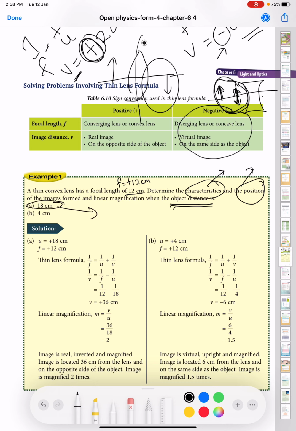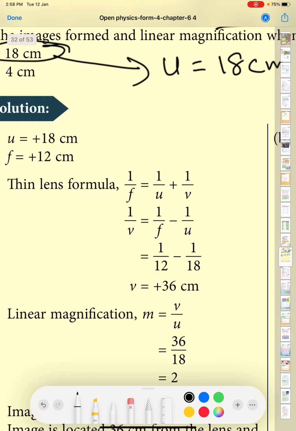So object distance, what letter is that? Is it f, u, or v? Alright, good. So object distance is u. Okay, that means you have your u as 18 cm. So there is no sign for the object distance, but normally object distance is always positive. Alright, so use your thin lens formula, 1 over f equals 1 over u plus 1 over v, and substitute the values given in the question.